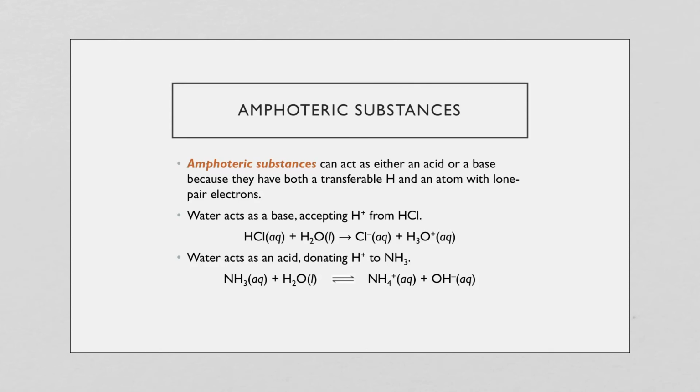These are what are known as amphoteric materials, or amphoteric substances, and they can act as either a Bronsted acid or a Bronsted base because they have both a transferable hydrogen, a hydrogen that can be lost as H+, and they have an atom with a lone pair that is ready to accept an H+. And we've seen these two reactions, an example of where it functions as a base and where it functions as an acid. So, amphoteric.